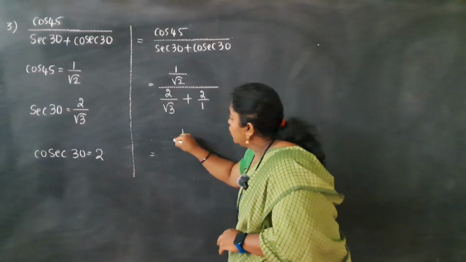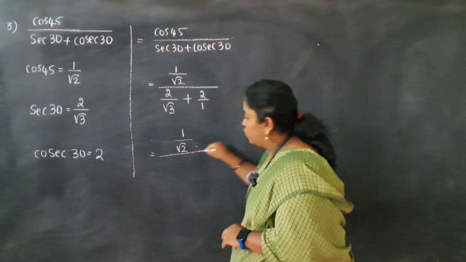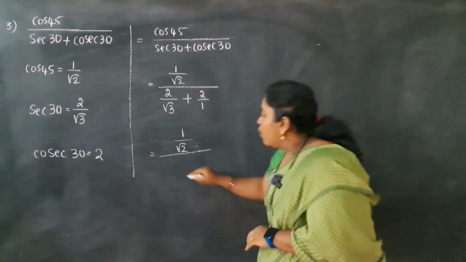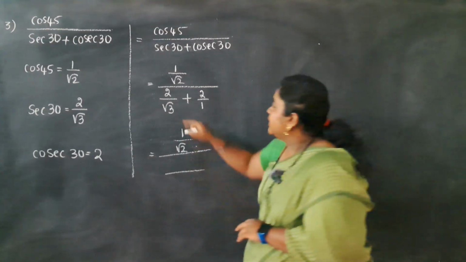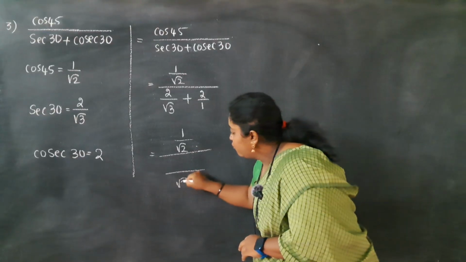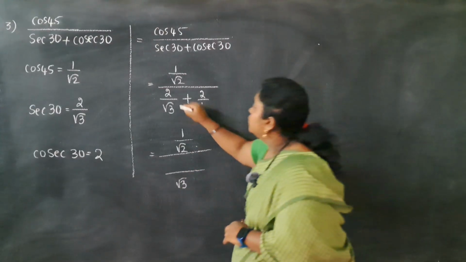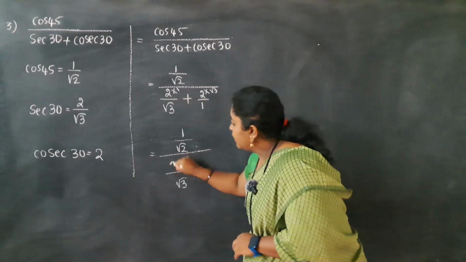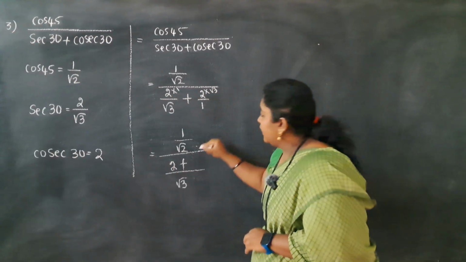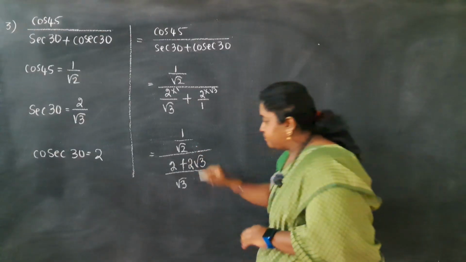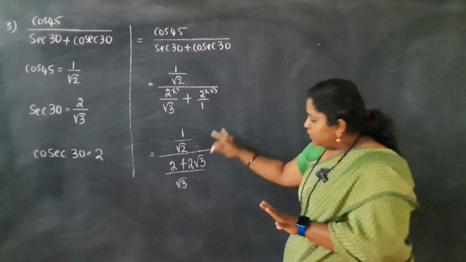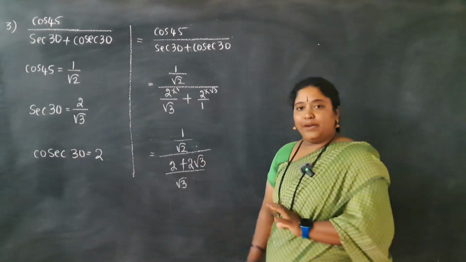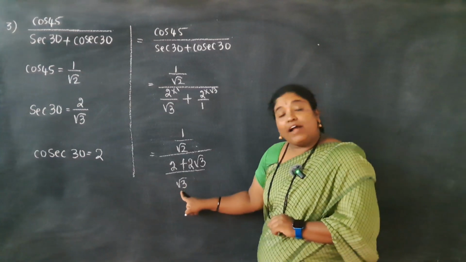See dears, here in the numerator 1 by root 2, in the denominator, let me take the LCM of the denominators to simplify. What is the LCM of the denominators? See, I have root 3 and 1. The LCM will be root 3. Yes or no? So root 3 ones are 1 into root 3. See, 2 into 1, 2, plus 2 into root 3, it will become 2 root 3. Yes or no, dear? And now the given question is in this manner: 1 by root 2 whole divided by 2 plus 2 root 3 divided by root 3.